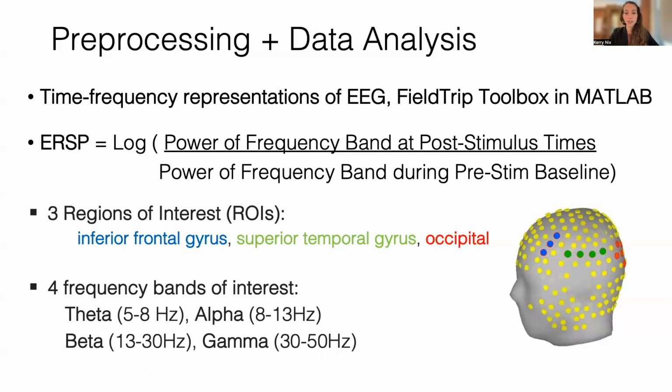Based on prior work, we were also looking at 3 regions of interest: the inferior frontal gyrus, superior temporal gyrus, and occipital region. We refer to these as the inferior frontal region, superior temporal region, and occipital region.